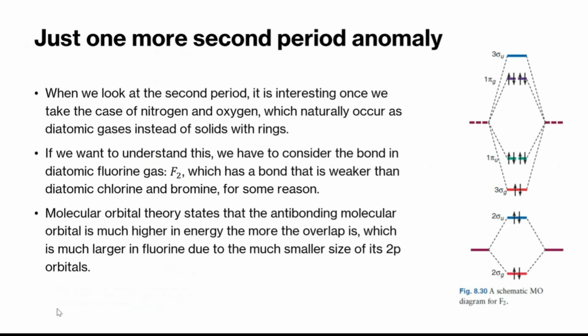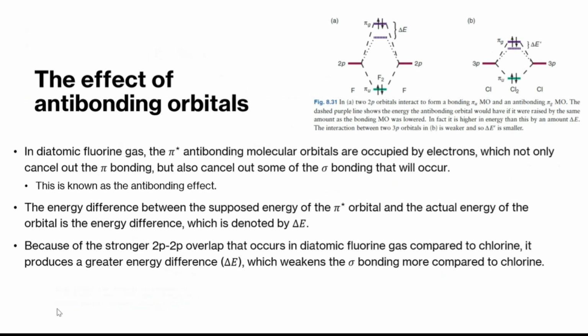Molecular orbital theory states that the antibonding molecular orbital is much higher in energy because there's going to be more overlap, which is much larger in fluorine due to the smaller size of its 2p orbitals compared to 3p orbitals. So, the effect of antibonding orbitals is that if we're talking about electrons filling pi antibonding molecular orbitals, they not only cancel out some of the pi bonding, but also some of the sigma bonding that will occur. So this is known as the antibonding effect.